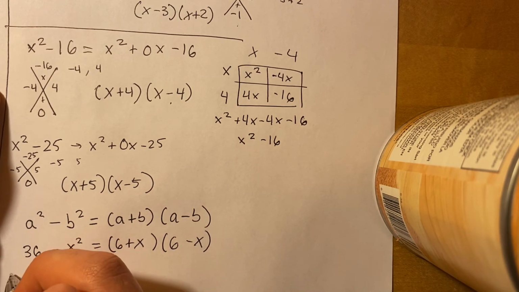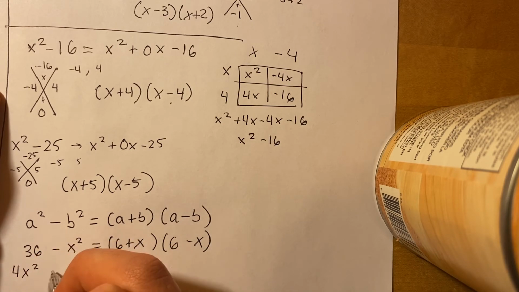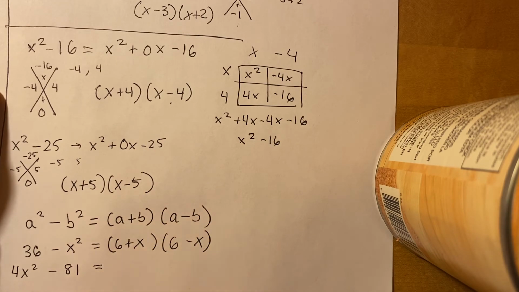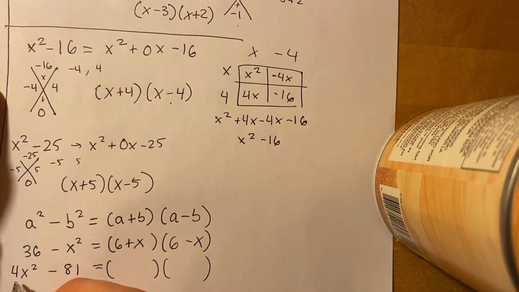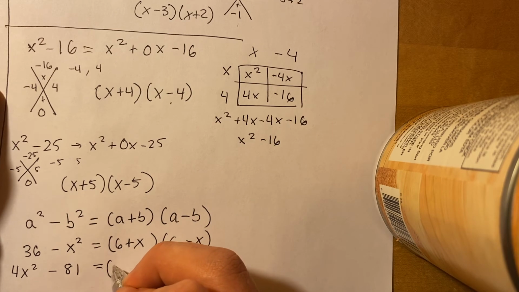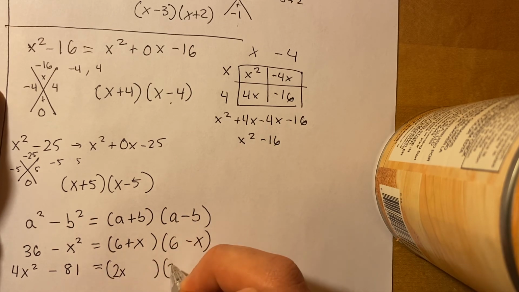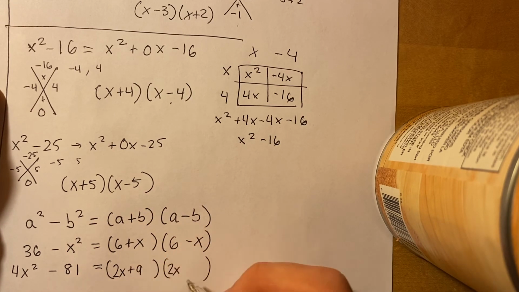So let's do 4x squared minus 81. All right? If I look at this one, I know 2 times 2 is 4, right? And then x times x is x squared. So my a is 2x. And then for 81, remember that 9 times 9 is 81. So I know that my answer is going to be 2x plus 9, 2x minus 9.